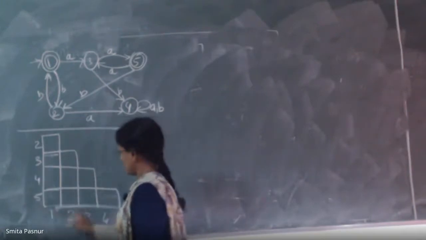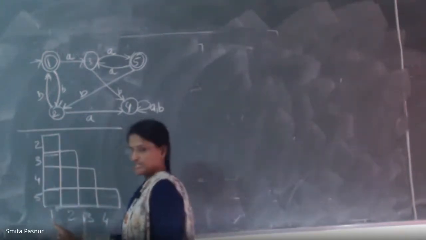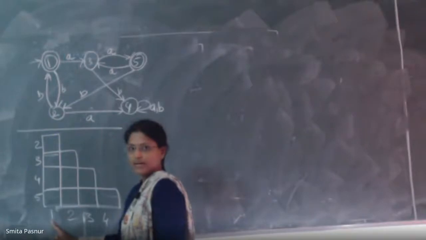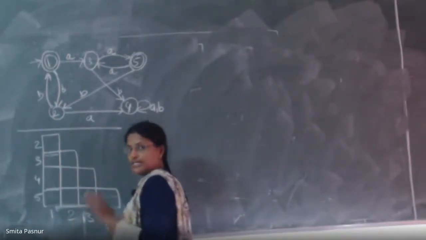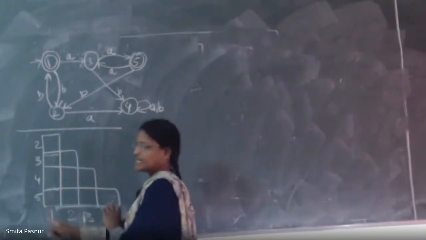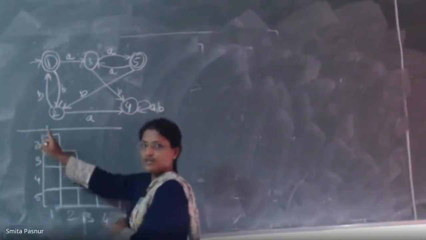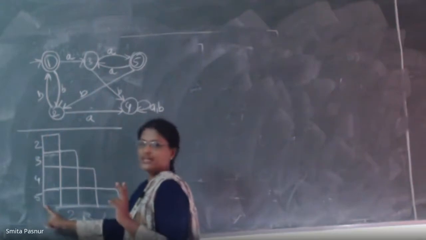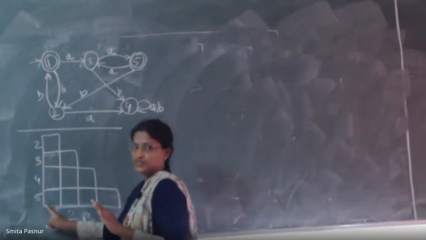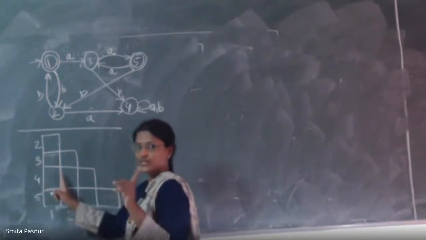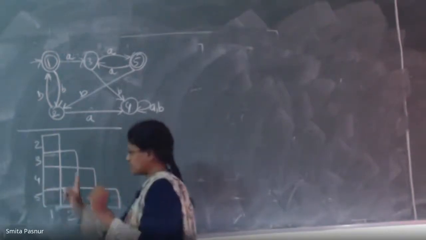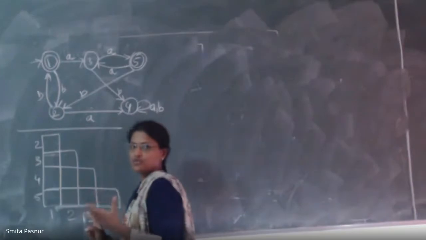As I told you, horizontally you have to start with the initial state. The initial state is 1, so you start with 1, 2, 3, 4, leaving the last state. Vertically, you should start with the second state and end up with the last state. That means horizontally the last state will not be there and vertically the first state will not be there. This is how you first draw the matrix.